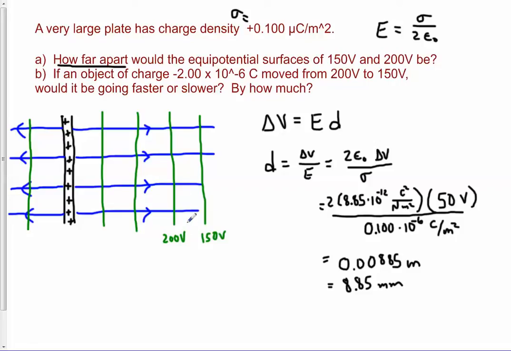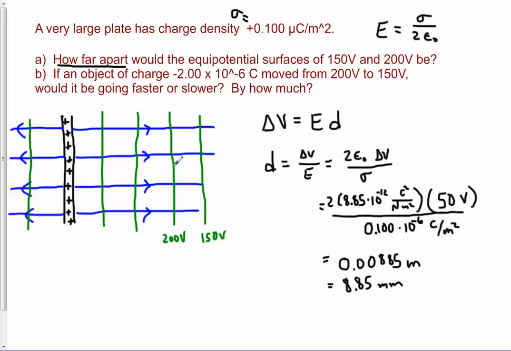Remember that we think of potential as altitude. And so going from 200 to 150 is like going downhill. And so positive charges, if you roll downhill, you would tend to pick up speed. And that's what positive charges do. Positive charges act like that. Positive charges would get faster. However, we have an object of negative charge, so everything's the opposite.